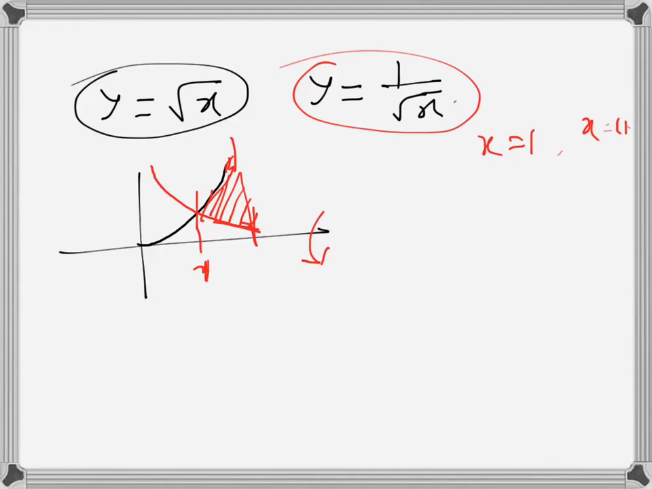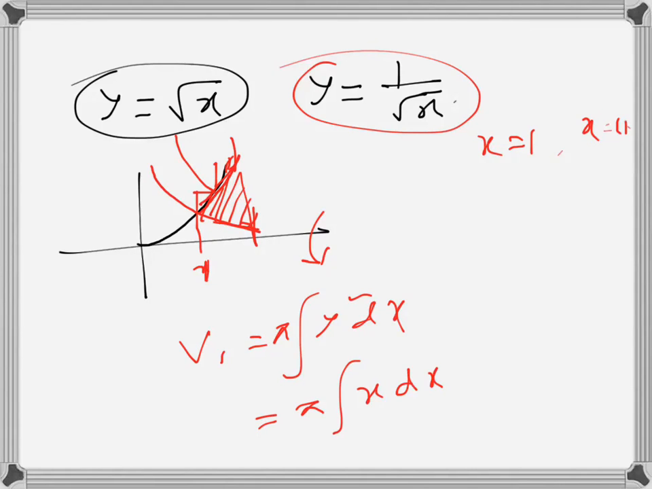So what all we have to do here is, if this black one is rotated about the x-axis, a volume is generated which can be given as V1, which will of course be pi y square dx, and in this case y square will be x, dx.